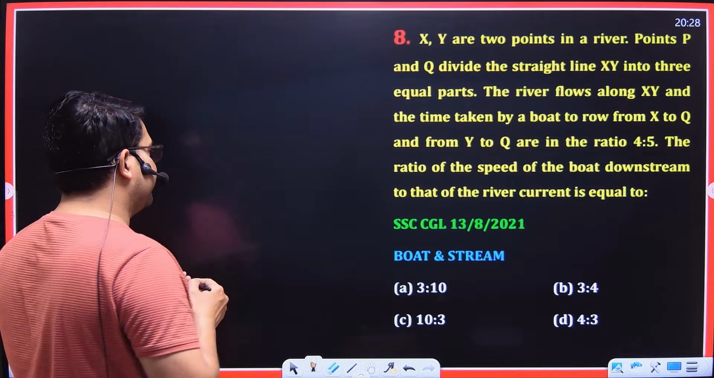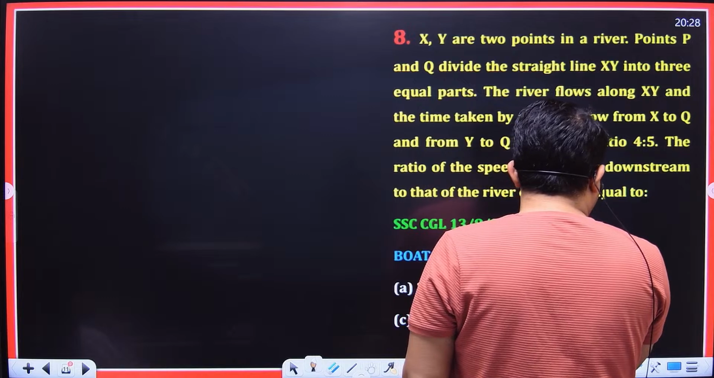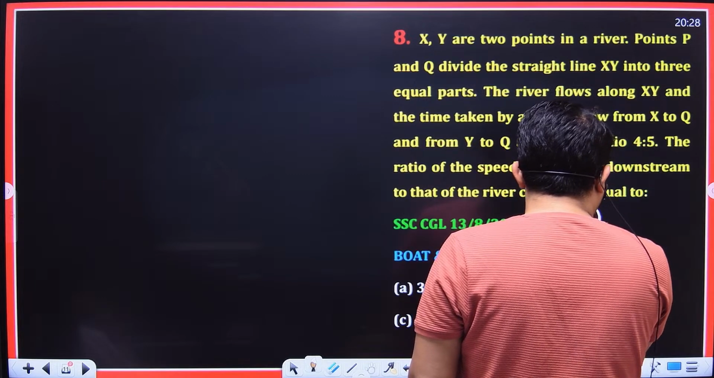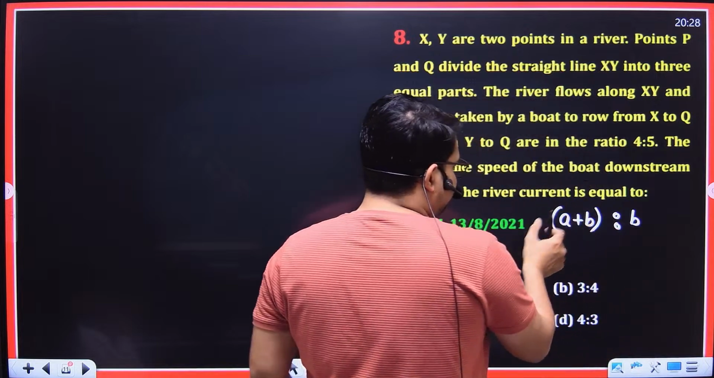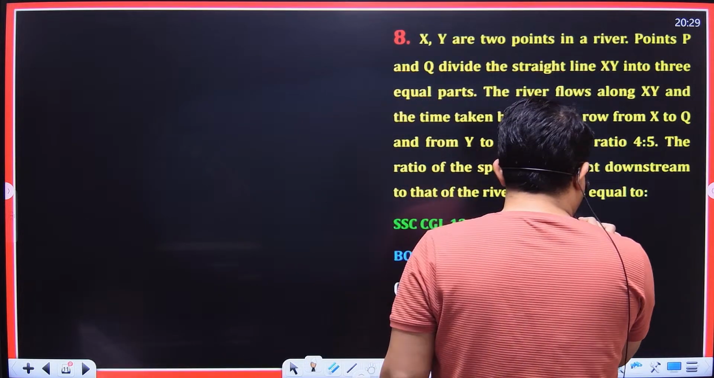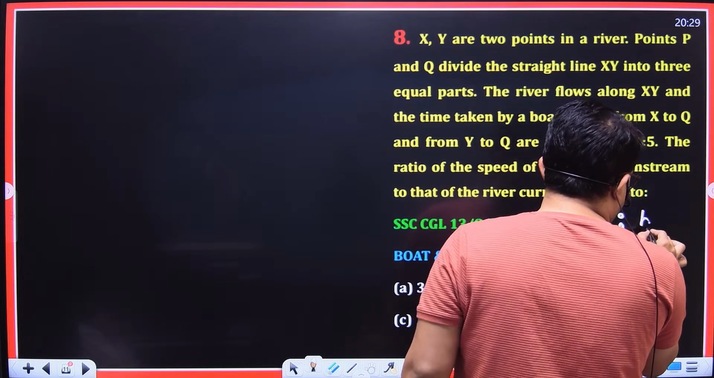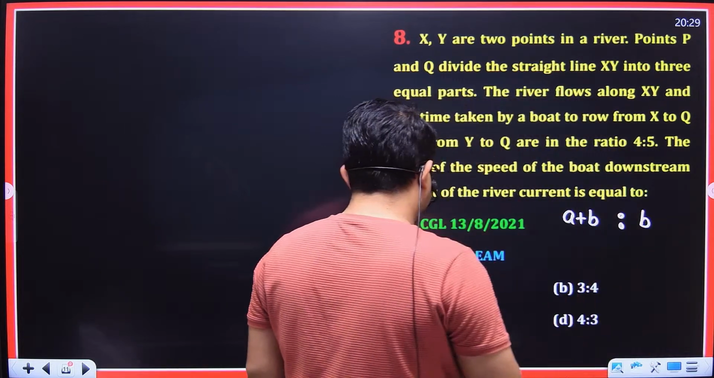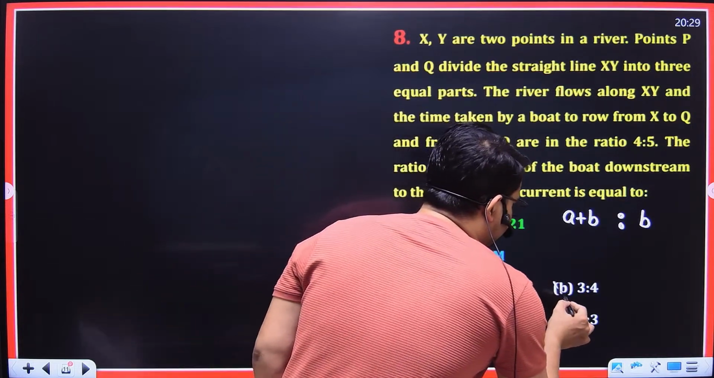What you have to calculate? See, in downstream the speed is a plus b. You have to calculate a plus b ratio b. It means this number will be greater than this number. This one is downstream and this one is my current. So this number is greater than this number. So this one can't be our answer. Again, this one can't be our answer.